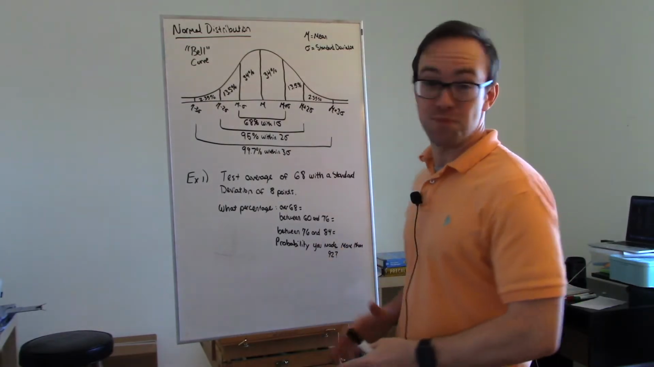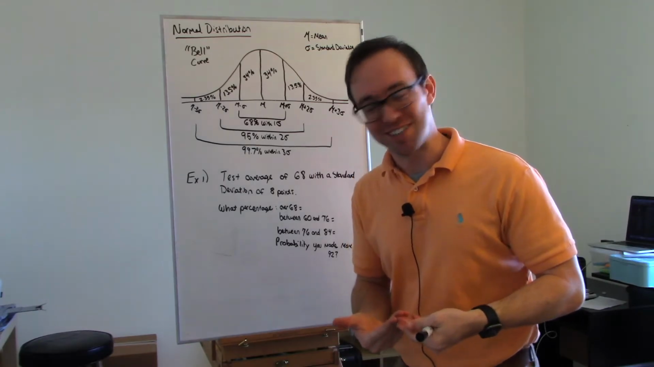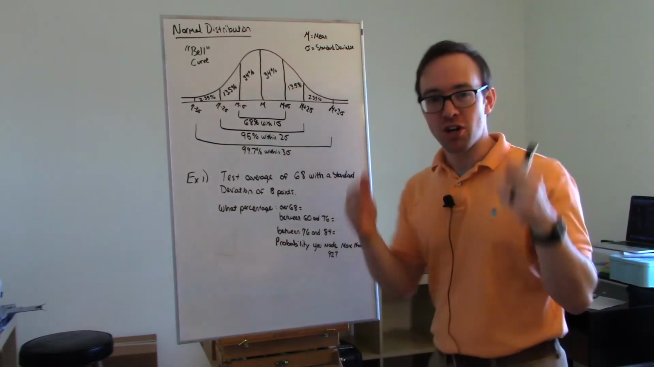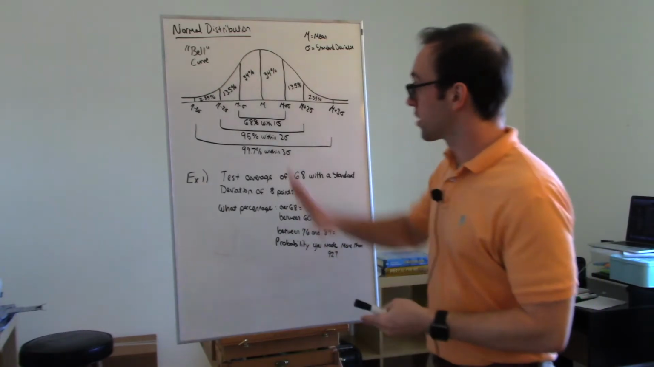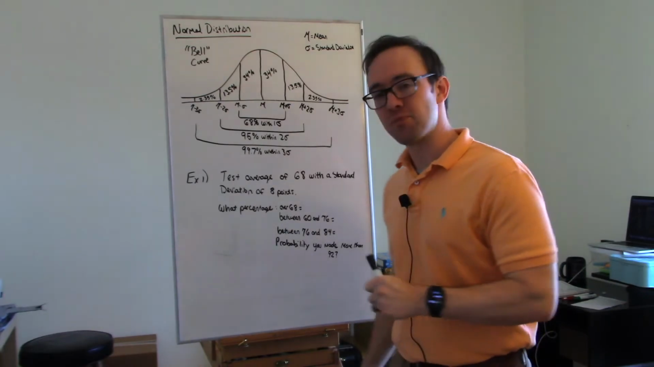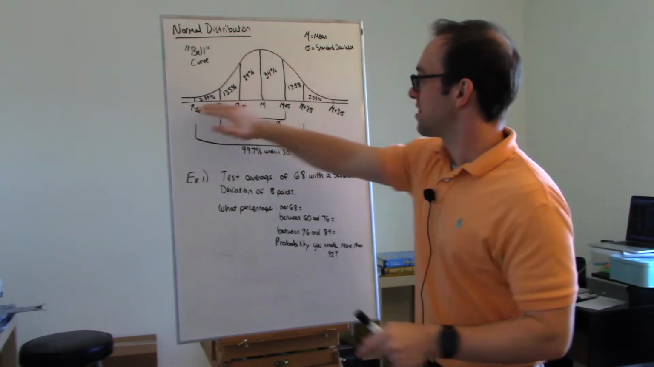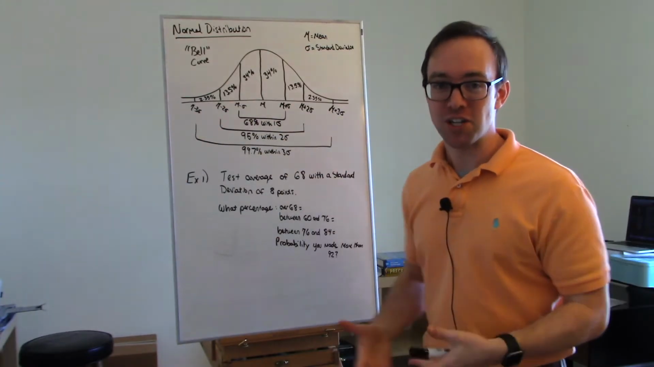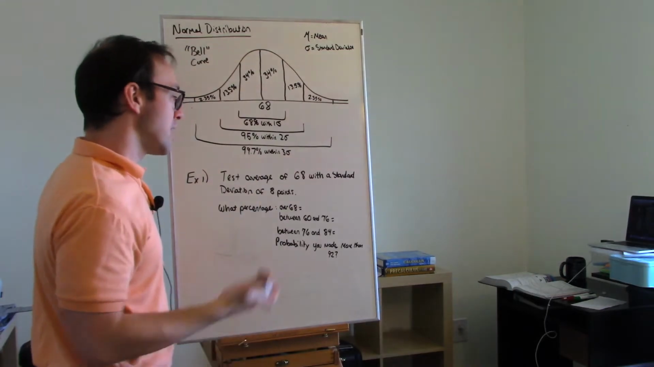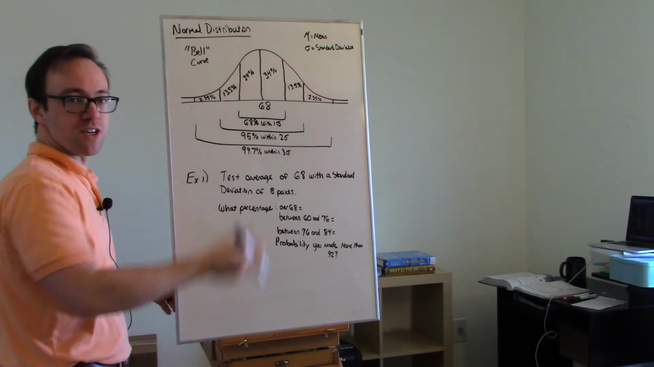Okay, example 1. There's like 4 examples within this one example, but we have a test average of 68 with a standard deviation of 8 points. So we're going to be utilizing the empirical rule for this example. To start, we're going to be renaming these means and standard deviation pieces. 68 is your mean, so it goes in the middle, and then the standard deviation of 8 points on each side.